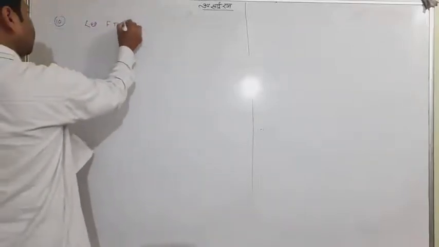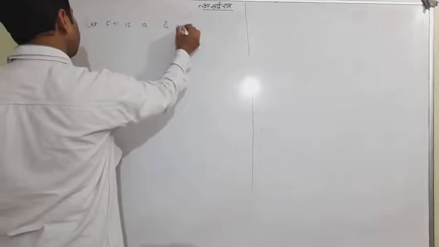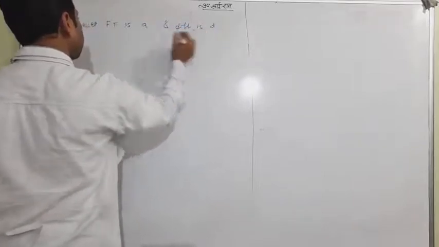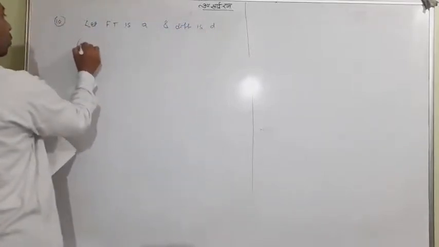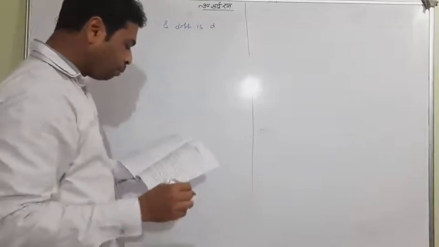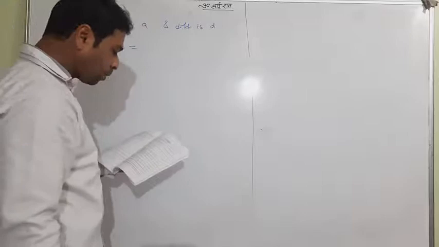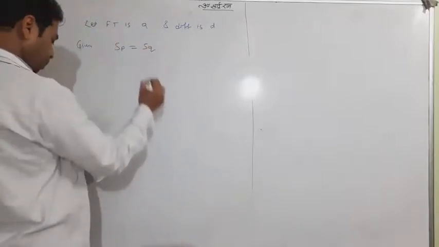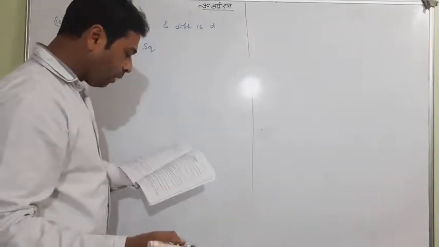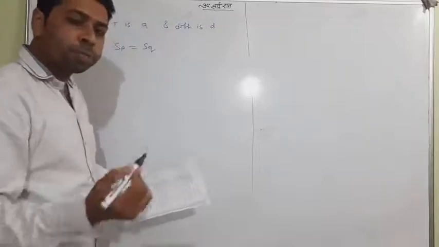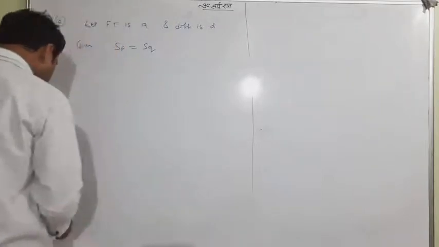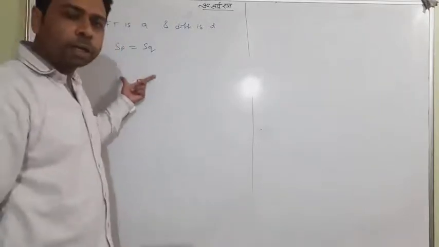Let the first term be A and the common difference be D, it is a very simple sentence. As given, the sum of first P terms, SP, and the sum of first Q terms, SQ, are equal. And we have to find the sum of first P plus Q terms. It will be done later. First of all, we want to find the conclusion from these two.